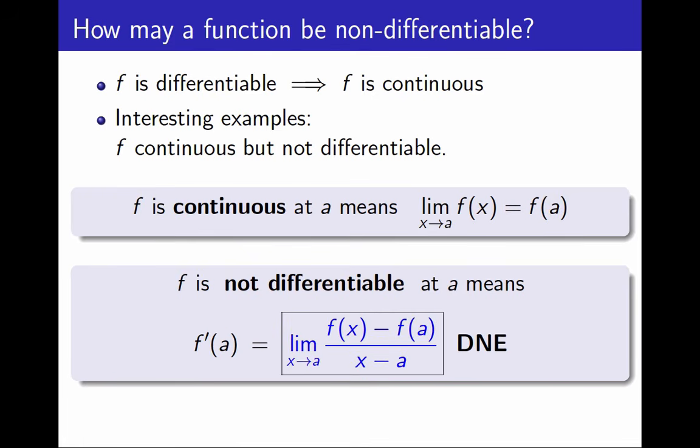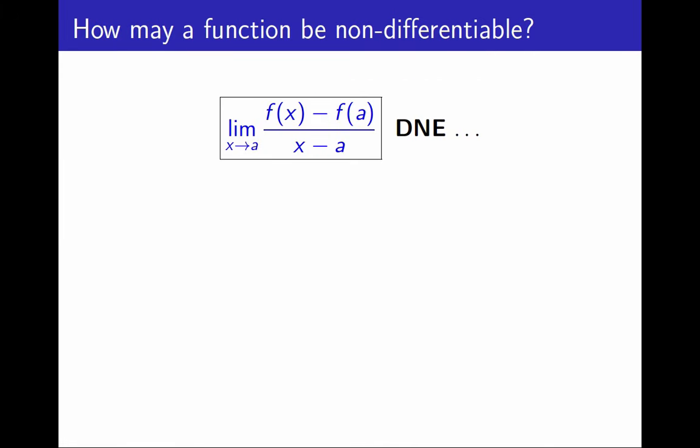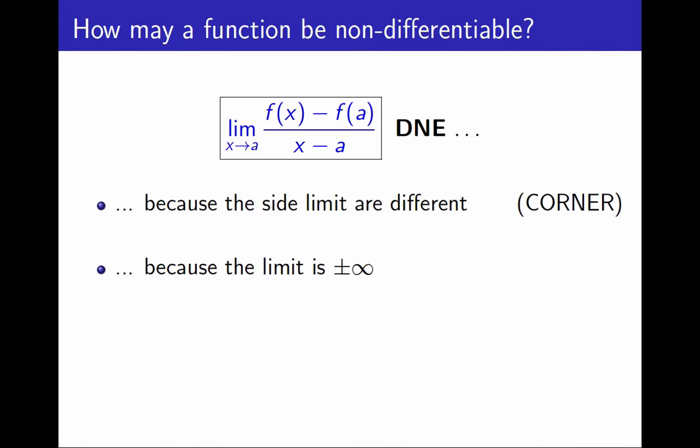This second limit, like any other limit, may not exist for a variety of reasons. I am going to focus on two specific ways in which this limit may not exist. Because the two side limits are different, we will call this a corner, or because the limit is plus or minus infinity, we will call this a vertical tangent line. But of course, there could be other reasons why this limit does not exist, and any way in which this limit fails to exist still gives us a non-differentiable function. To understand these two special cases, I will look at one example of each.